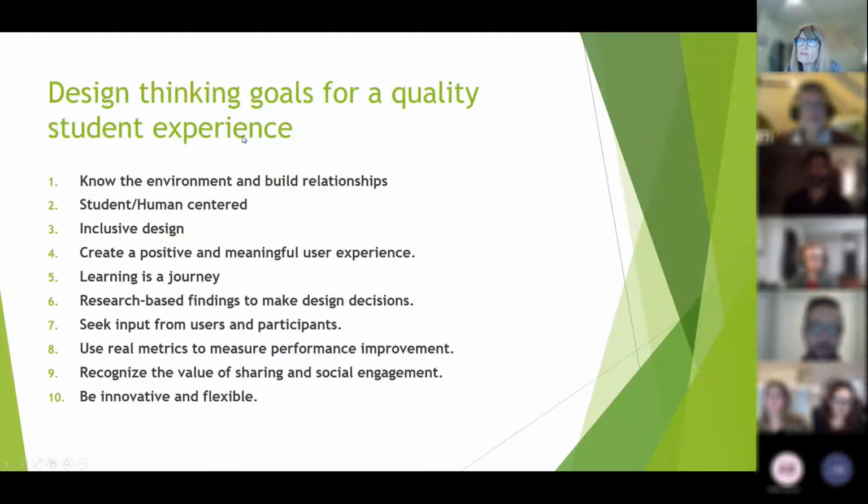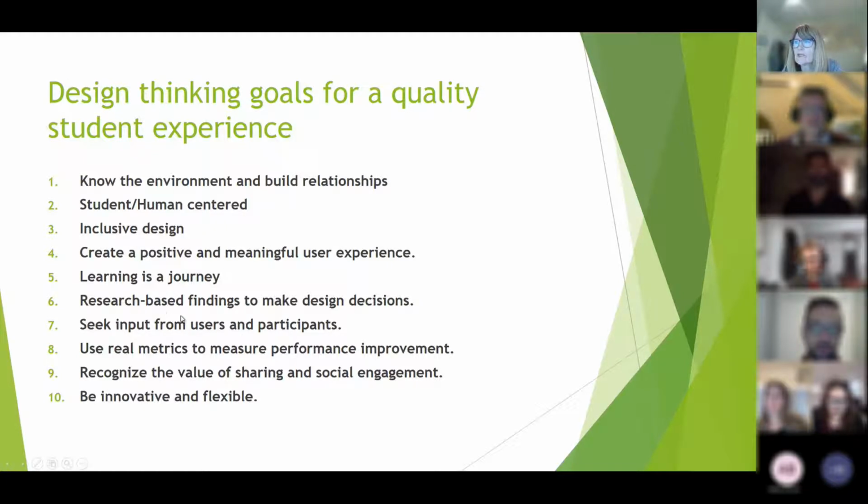And if we want to design for a quality student experience, you must know the environment and build relationships. So this is just repeating it again. Student and human-centered, must be inclusive. So all the different approaches, and also all the different characteristics of a student. We try to include those to create a positive and meaningful user experience. Remember that learning is a journey and not only one event, so it's going to be a whole experience.